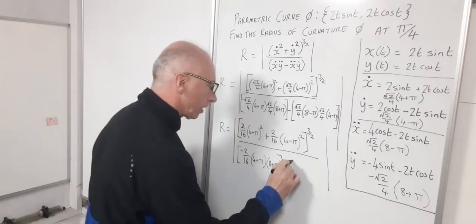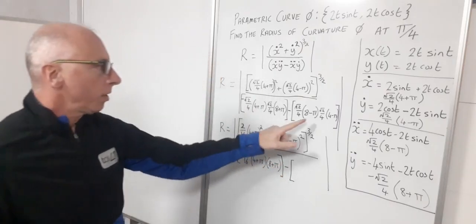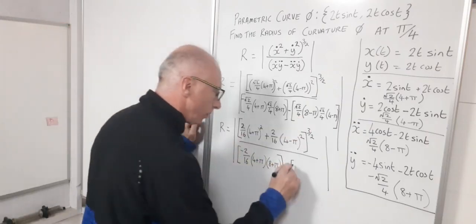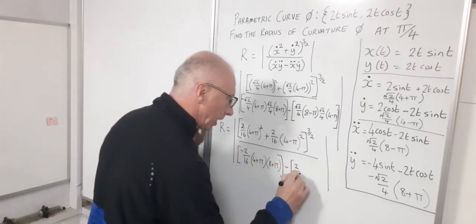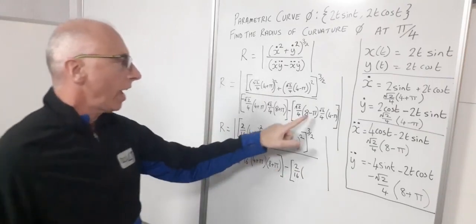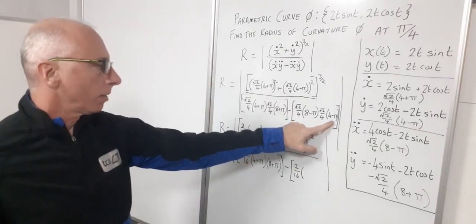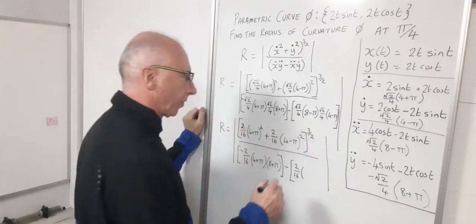And then subtract. So this time root 2 over 4, root 2 over 4, that can now just stay as 2 over 16 inside the bracket as a positive. Then I've got 8 minus pi, 4 minus pi. So that takes care of that.